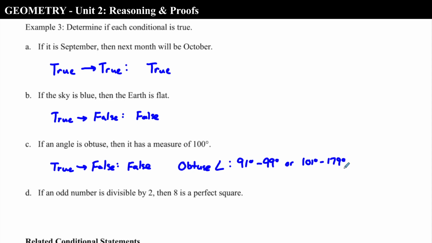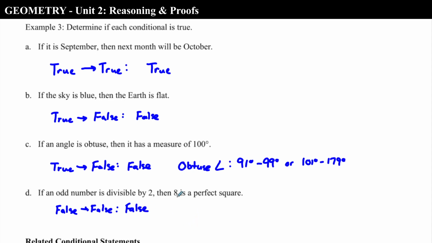And then if an odd number is divisible by 2, then 8 is a perfect square. Well, is an odd number divisible by 2? No, that is false. And it doesn't really matter what the next part is, but 8 is also not a perfect square, so that's also false. So the whole statement is false.